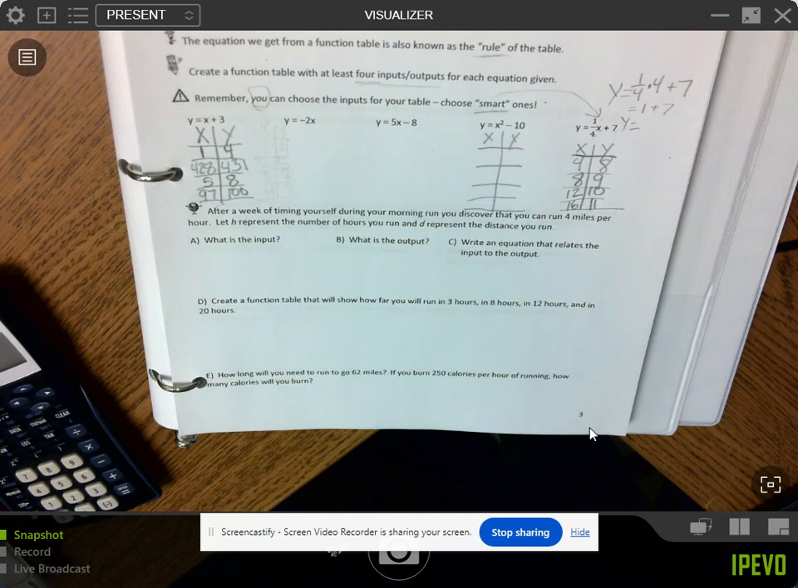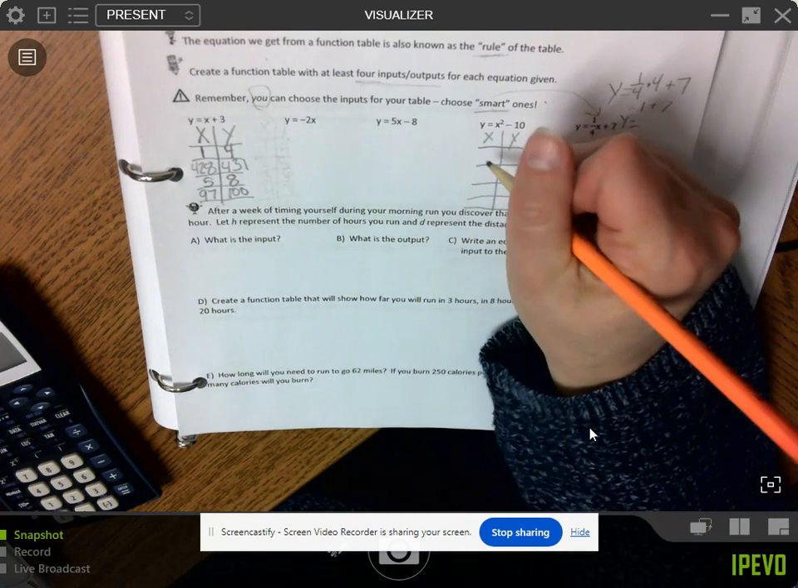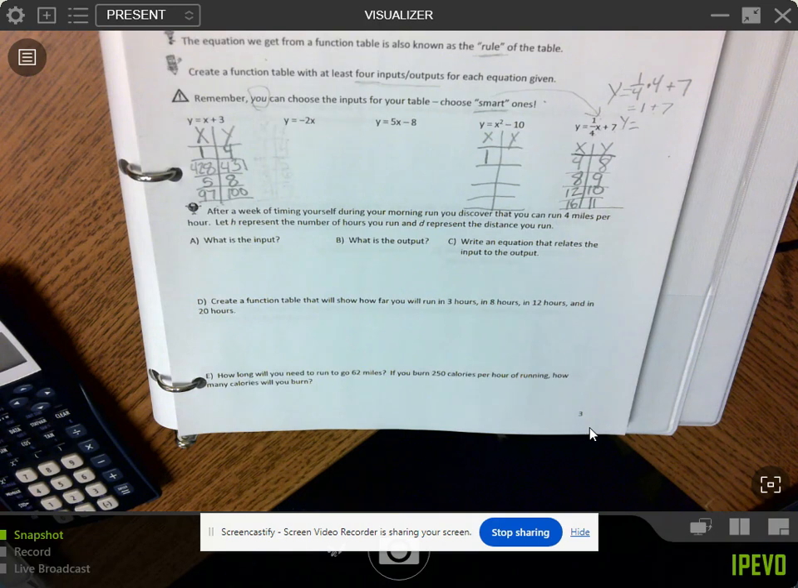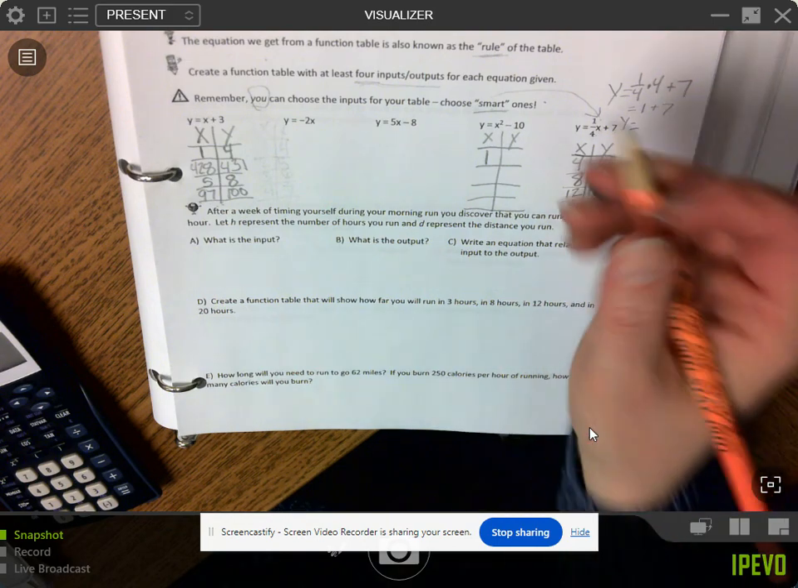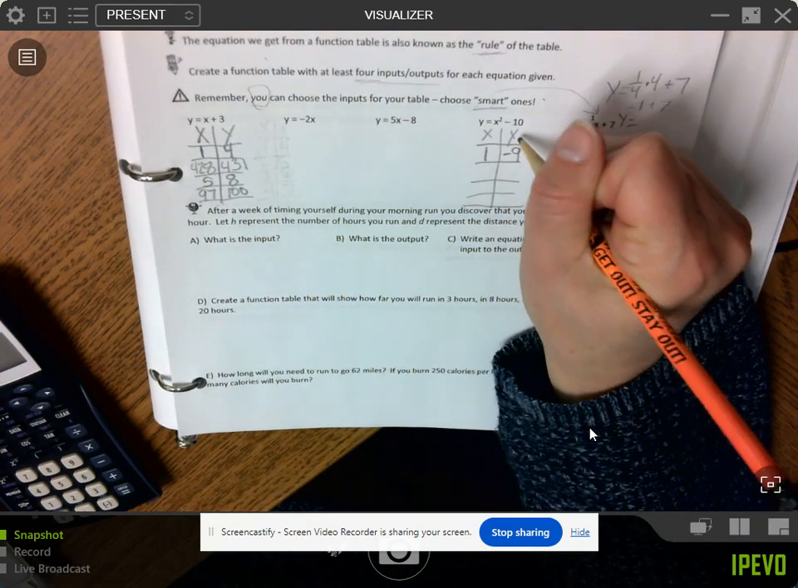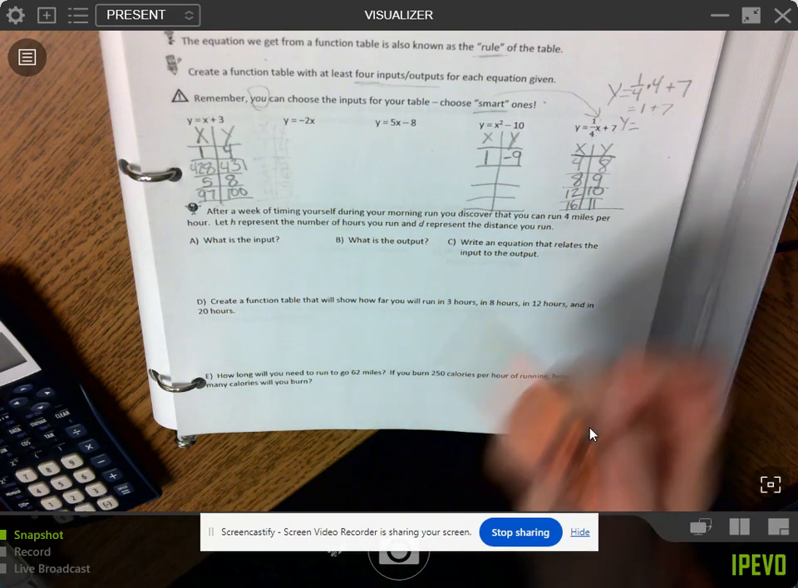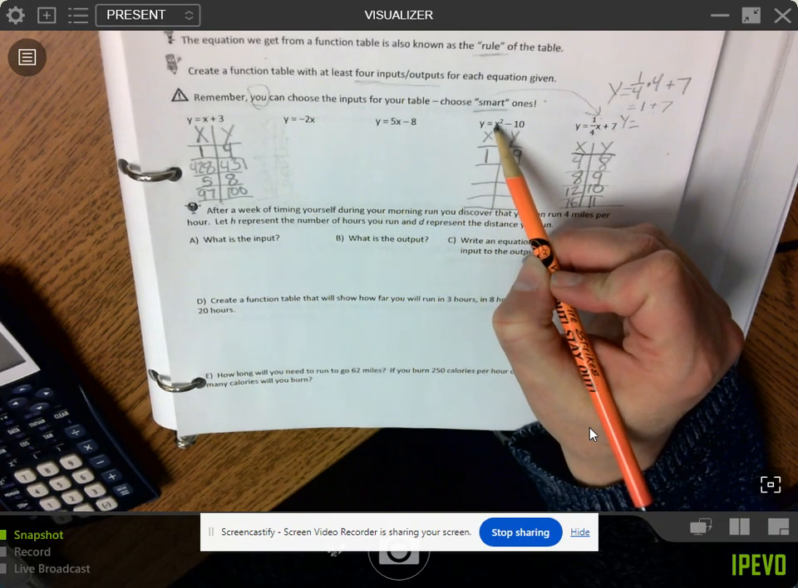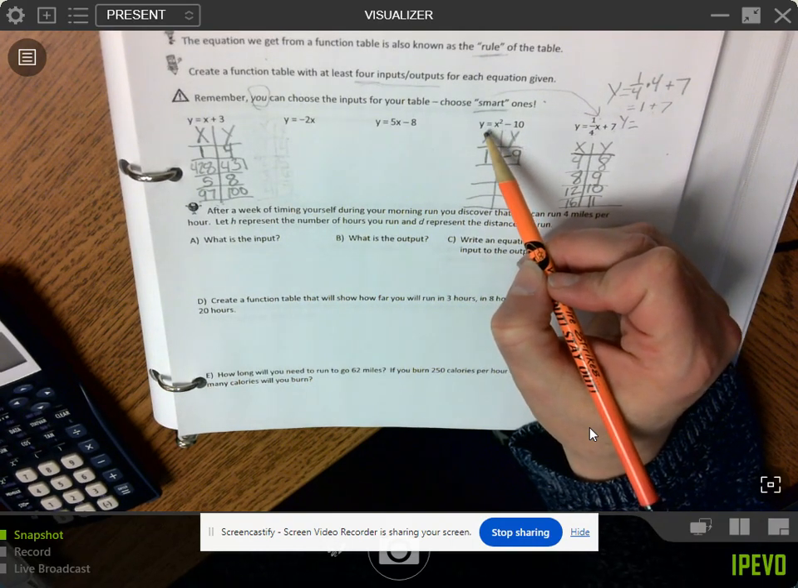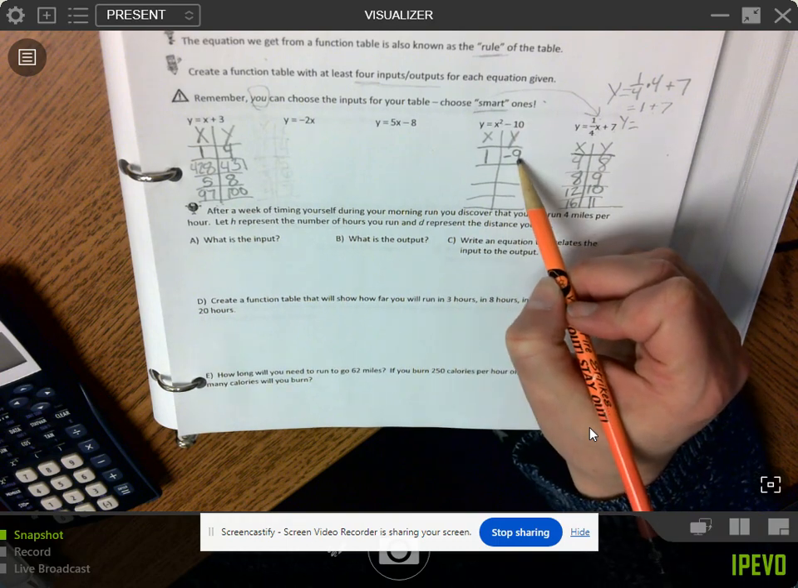I'm hearing lots of stuff being called out. Lakely, what do you think I should put in? 1. Okay, if I put a 1 in for my input, what's my output going to be? Madden? -9. How did you get -9, Madden? Because it's 1 times second power, and then it's 1 minus 10. Yeah, so 1 to the second power. 1 squared is 1 times 1, which is 1. So 1 minus 10 is negative 9.